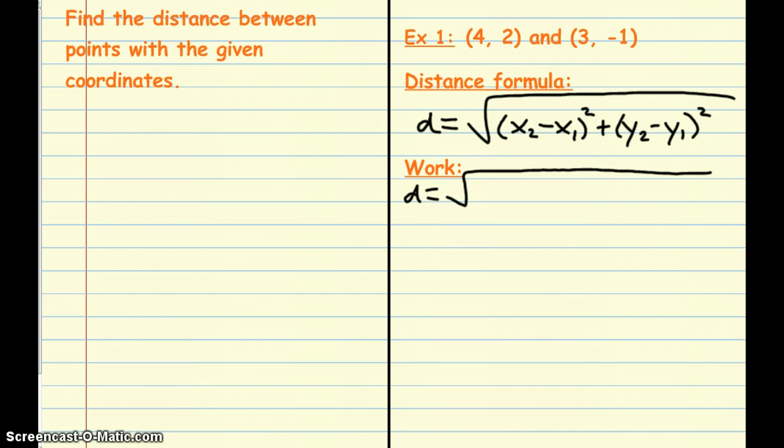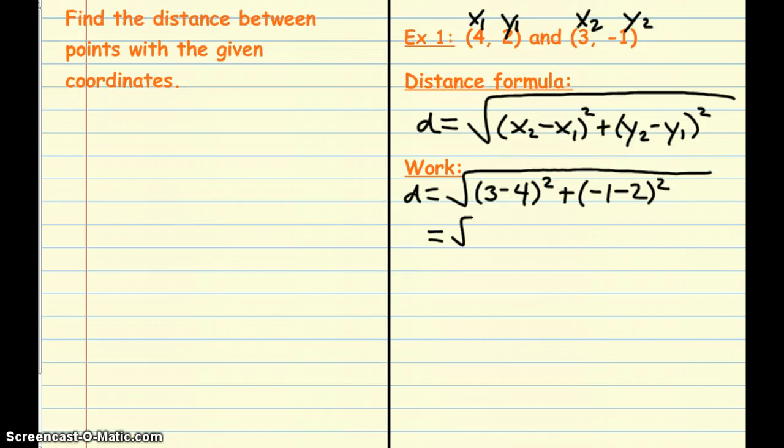and for this one I'm going to choose to actually keep them in order. I'm going to use this first coordinate pair as we'll call it x1, y1, and x2, y2. And so following through with what this distance formula says, we are going to subtract our x coordinates. So we have 3 minus 4 squared plus -1 minus 2 squared. All I'm doing again is taking the x coordinates and subtracting them, and taking the y coordinates and subtracting them.